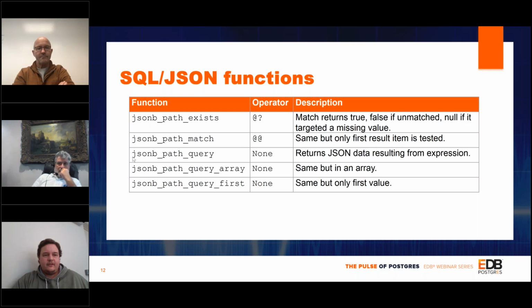So the thing I mentioned first was JSONPath query. This doesn't actually have its own operator, but it returns JSON data resulting from an expression, and I'll demonstrate that later. Then we have JSONPath query array, also doesn't have an operator. This does the same as path query, but it has the results in an array. And then JSONPath query first, it's the same, but it only returns the first value. The one we're going to be focusing on today, though, is JSONPath query.